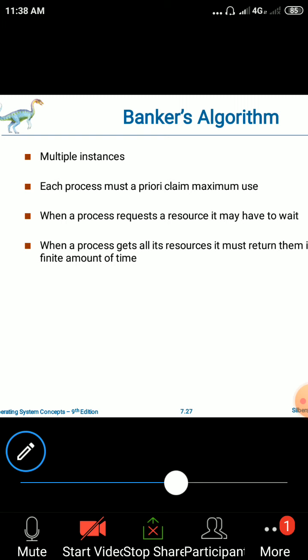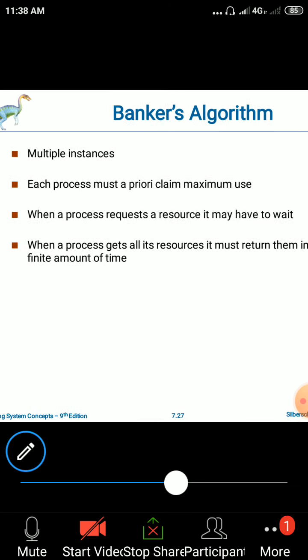The efficiency of the Banker's algorithm is less when compared to the resource allocation graph, but the advantage is, if multiple instances of resources are available, then we can directly make use of the Banker's algorithm. Then what is the main requirement for the Banker's algorithm? Whenever a new process enters the system, the process must declare the maximum number of instances of each resource type it requires for its execution.